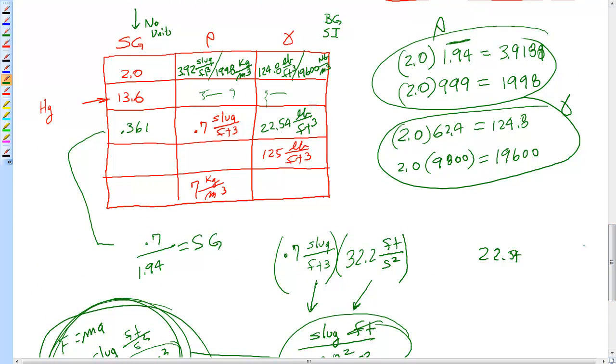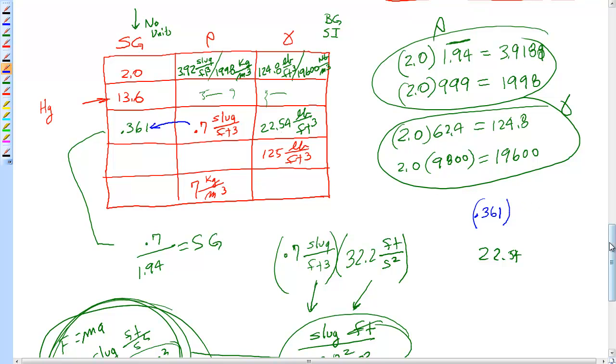So you start to see the idea. If given any one of these, you can fill out any of these. For that matter, you could be given the 0.7, move over, find this value, and then use that 0.361 to find the gamma in a different unit system.